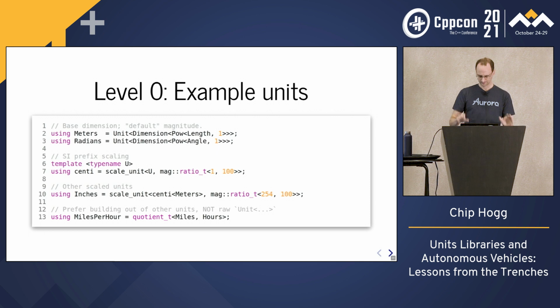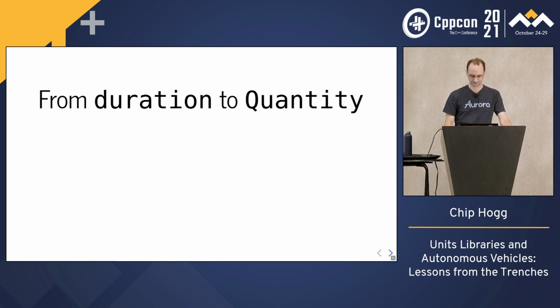Now, I want to emphasize that these unit types have nothing to do with values or numeric representations. The product of newtons and meters is joules, regardless of whether we're using int or double or whatever. In order to store values, we need to go the next level up to quantity.